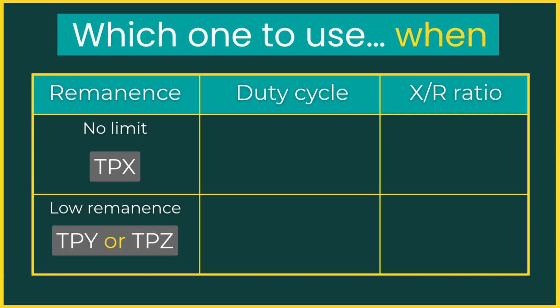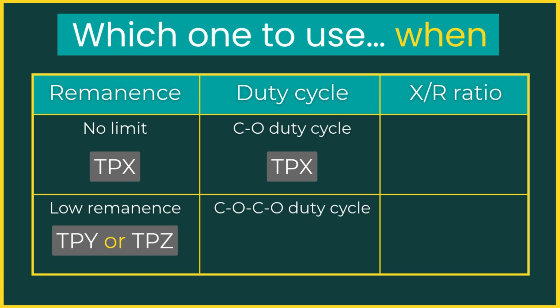If the transient duty cycle has only a single energization, the close, open, or CO duty cycle, a TPX core is fine. If the transient duty cycle is a double energization, such as in auto-reclosing operation, TPX CTs will saturate too fast during the second energization. So again, the choice is between TPY and TPZ.